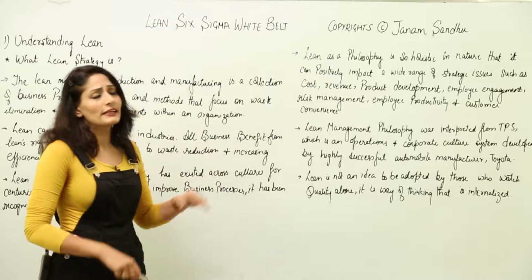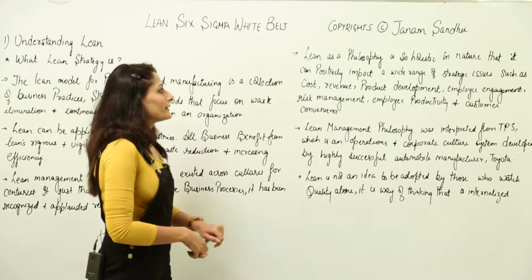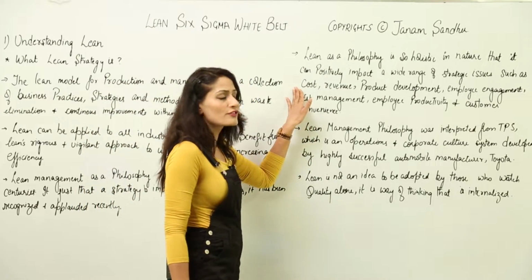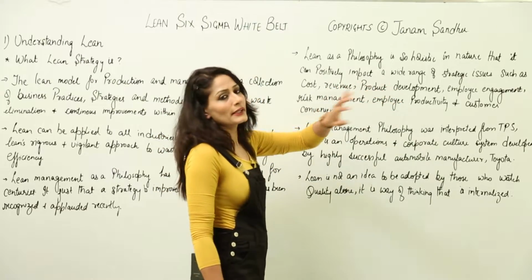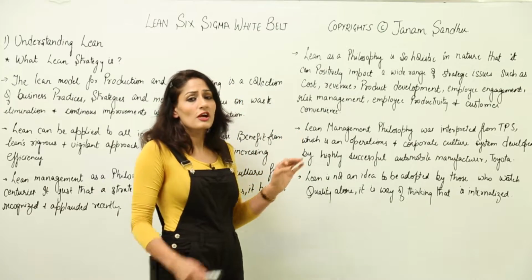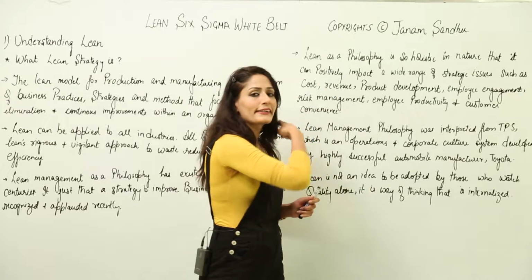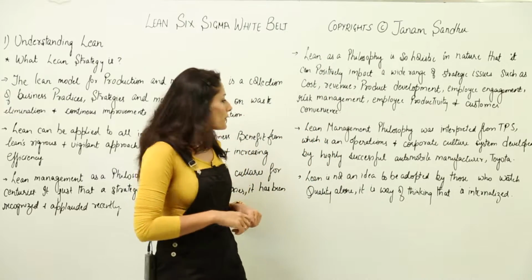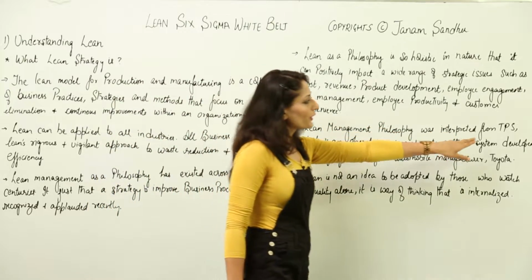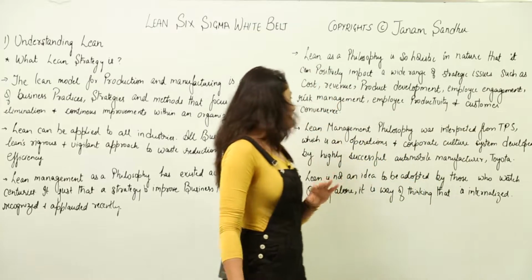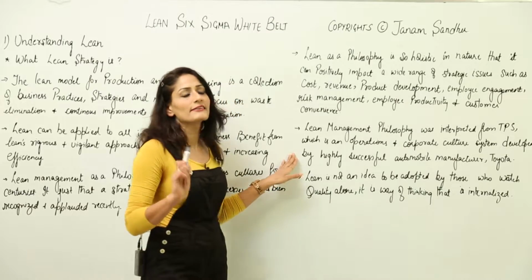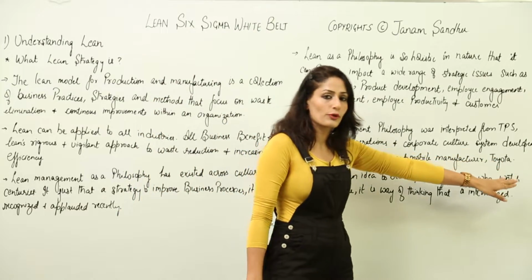Lean as a philosophy is so holistic in nature that it can positively impact a wide range of strategic issues such as cost, revenue, product development, employee engagement, risk management, employee productivity and customer convenience. So lean is so holistic that it can take care of all the business processes, right? Lean management as a philosophy was interpreted from the Toyota Production System, also known as TPS, an operations and corporate culture system developed by a highly successful automobile manufacturer, Toyota.